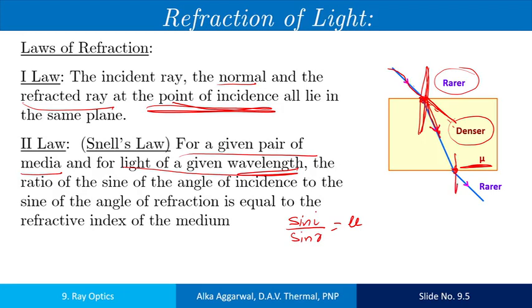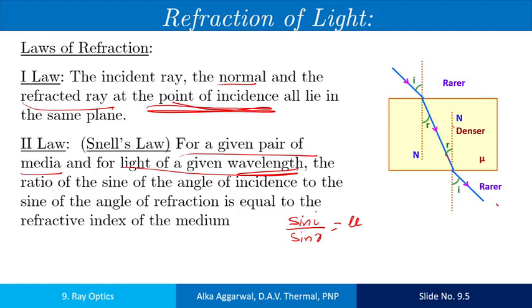And at this point, as it emerges out, it goes from denser medium to rarer medium. It moves away from the normal. Right? Now this is the normal. This is the angle of incidence. This is the refraction angle. Now sine i upon sine r equals mu.